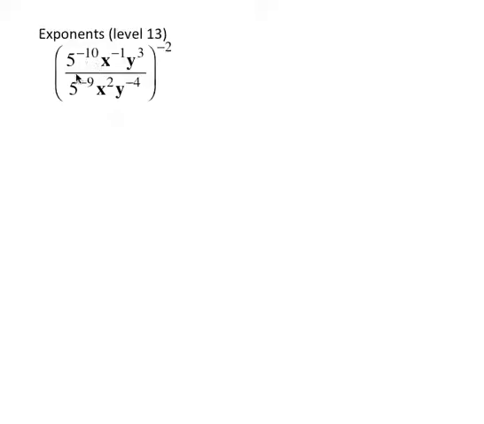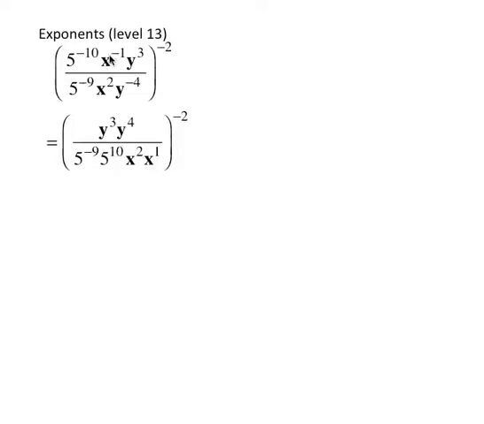If it has a negative exponent, just move it to the floor where it's not. When I move this 5 to the negative 10 down to the bottom, it goes 5 to the 10. So I end up with 5 to the negative 9 and 5 to the 10, which is 5 to the 1. Okay? So something like that.